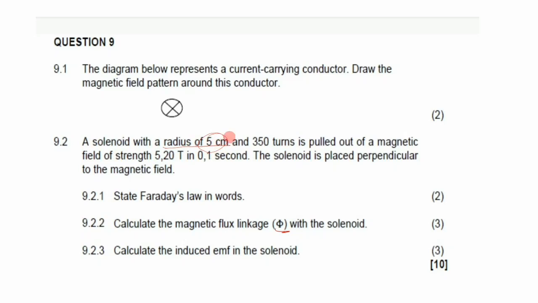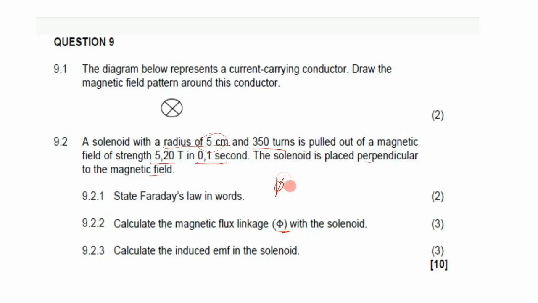Remember, our distance in physical sciences must always be in meters, so that means there's some conversion that needs to take place here. And then we are told that in 350 turns it's pulled out a magnetic field strength of 5.20 Tesla in 0.1 seconds. Now the solenoid is placed perpendicular to the magnetic field. 9.2.2 says calculate the magnetic flux linkage with the solenoid.